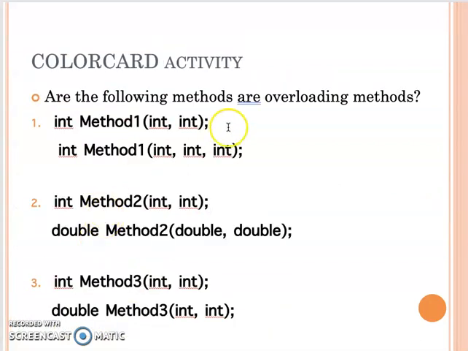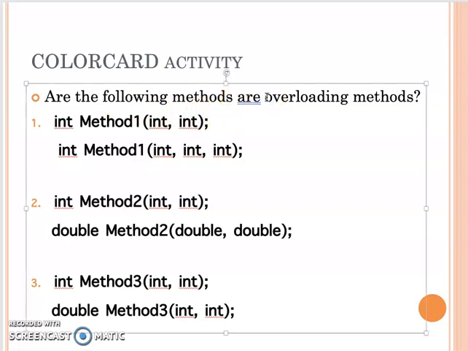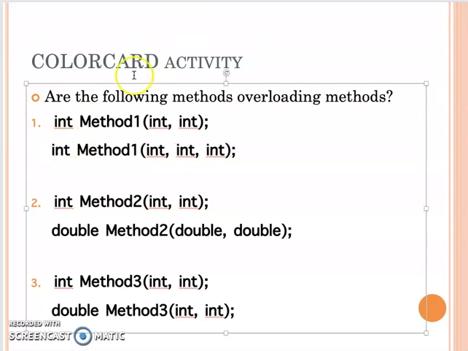After you understand the overloading method, let me see if you can answer correctly. We have the following methods, and we want you to answer: are they overloaded methods? The first one has method 1 as the function name. Then we have 2 integer parameters and 3 integer parameters. Are they overloaded methods?